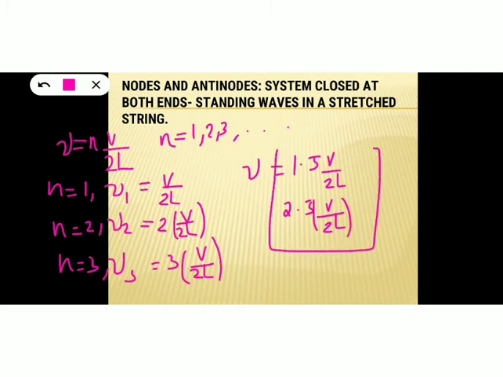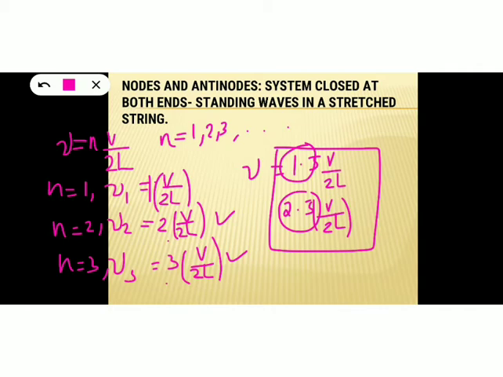Any such frequencies can you observe? No, you can observe only the integral values of V by 2L, isn't it? Here it is 1 into V by 2L, here it is 2 into V by 2L. After V by 2L, the next frequency at which the string will vibrate is 2 into V by 2L. After that, the string will vibrate only for 3 into V by 2L. You cannot see any vibrations with frequency 1.5 into V by 2L or 2.5 into V by 2L. That means the string will vibrate only for integral values of V by 2L.